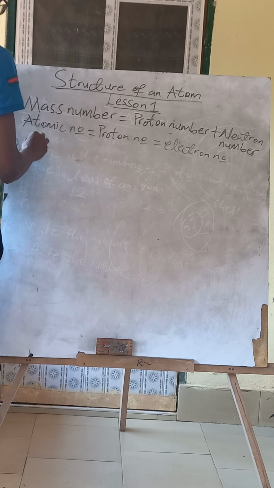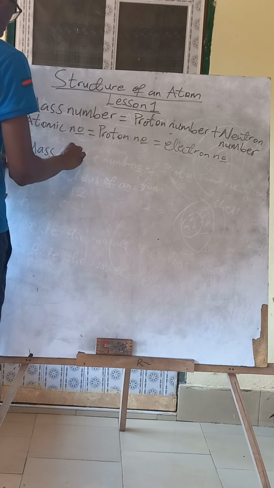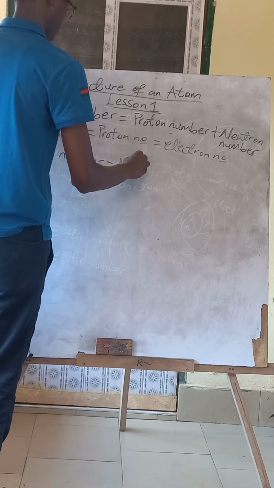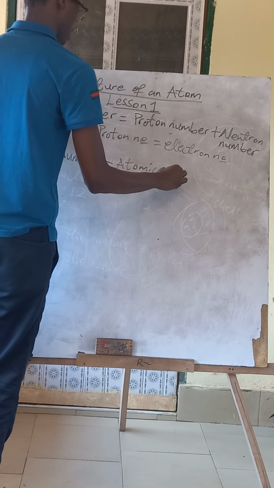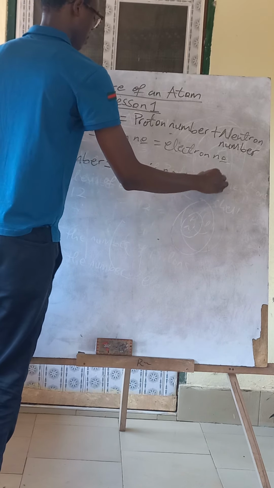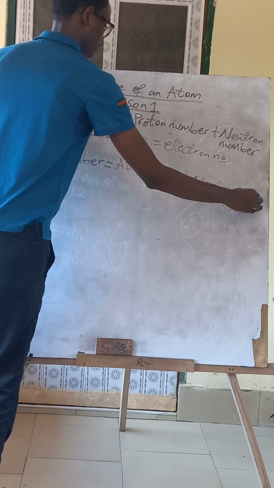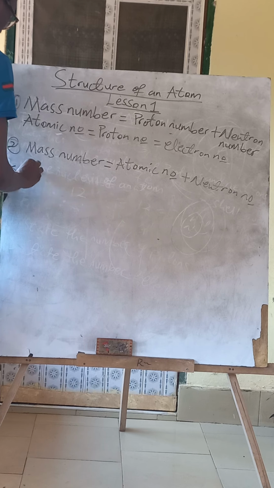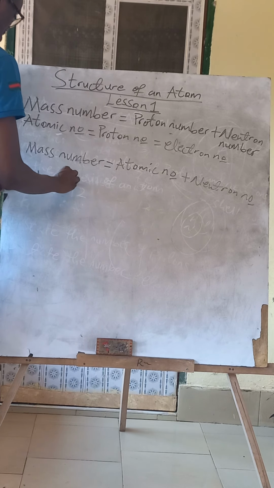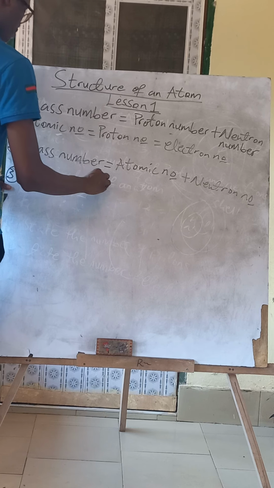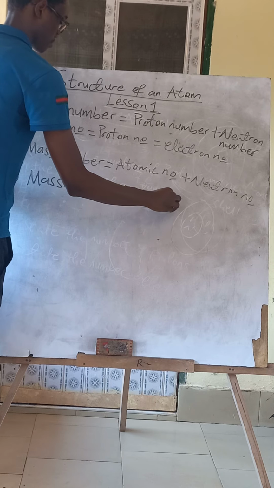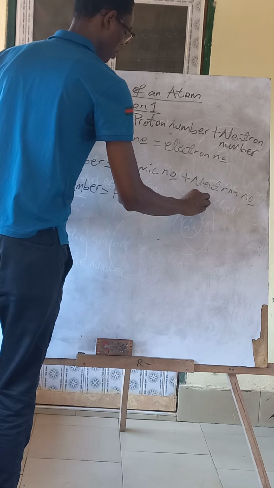Formula 2, we can say mass number equals atomic number plus the neutron number. I hope you can all see what I've written. And formula 3, we can say that mass number equals the electron number plus the neutron number.